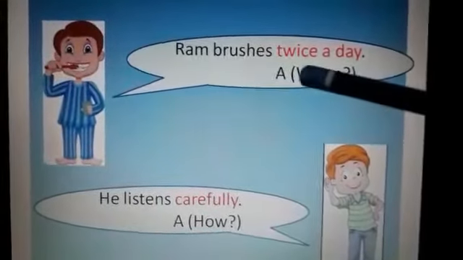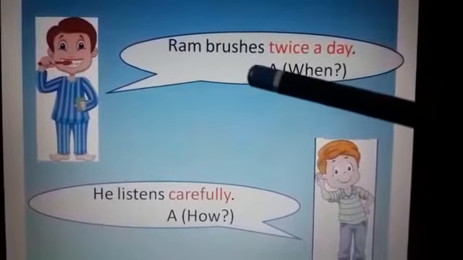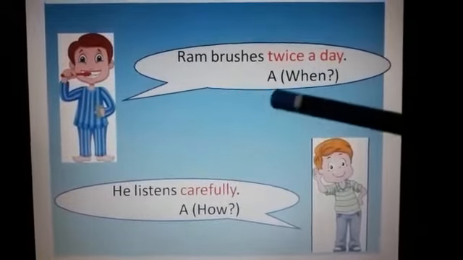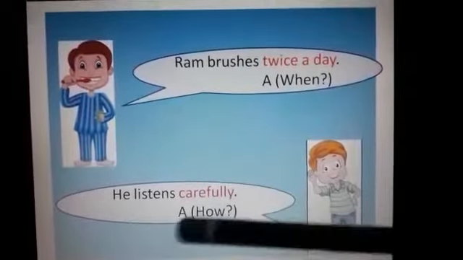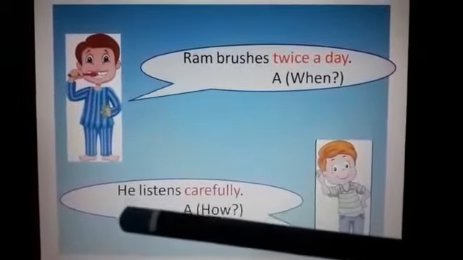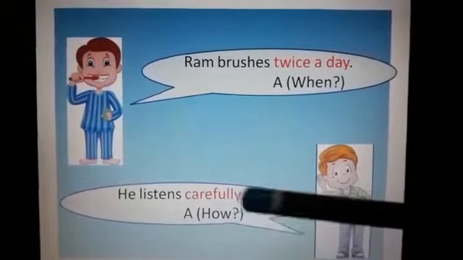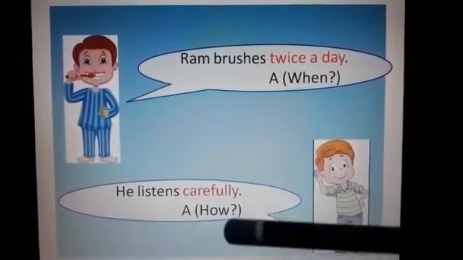Ram brushes twice a day. Ram is a subject, brushes is a verb. Twice a day: when? That is an adjunct. Then, he listens carefully. He is the subject, listens is the verb. How does he listen? Carefully. So it becomes an adjunct.